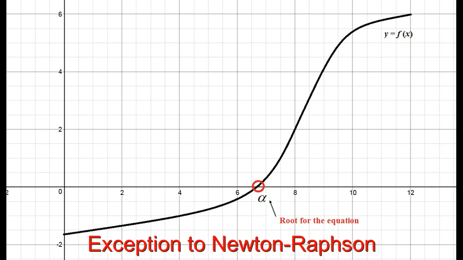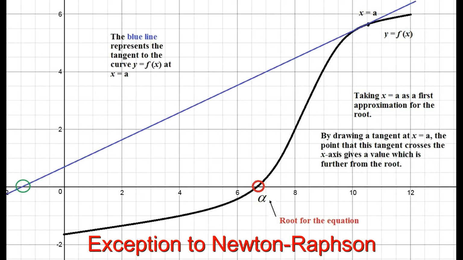And in the next screenshot, if I draw a tangent at that point x equals a, the blue line represents the tangent to the curve y equals f of x at x equals a. Now I want you to note that the crossing point of that tangent with the x-axis gives us a value which is further from the root. The crossing point of that tangent with the x-axis is highlighted in green, and as you can observe, it is further from the root of the equation, which is highlighted in red. So there are some exceptions to Newton Raphson.